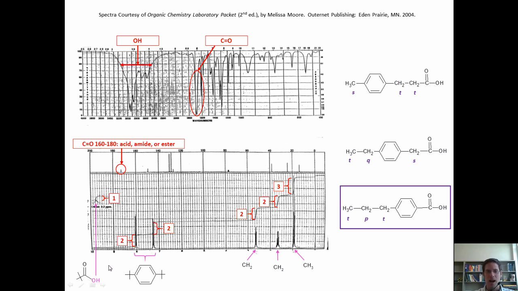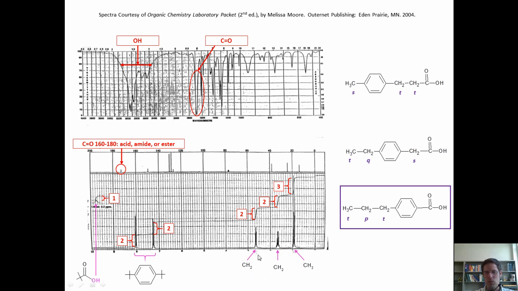Yes, I do. I also have 2 separate signals, each doublets in aromatic land, integrating for 2 and 2. That is consistent with a para-substituted benzene ring. Do I have that in my guess? Yes, I do. I also have, for my integration, 3 different signals in single bond land, 2 to 2 to 3, consistent with being a CH2, CH2, and CH3.